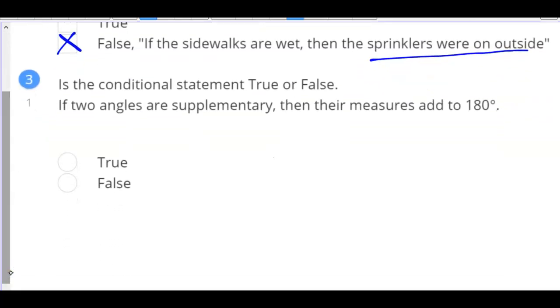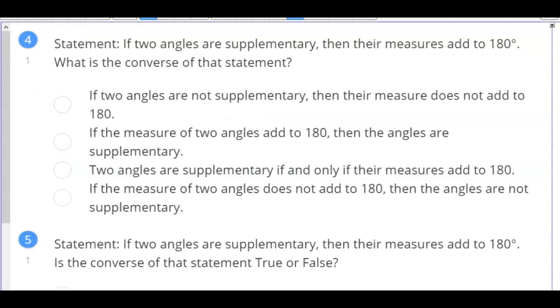Number 3, is the condition true or false? If two angles are supplementary, then their measures add up to 180. That is true. Supplementary and 180. Absolutely. Go to 4. If they're supplementary, then, there's our conditional.